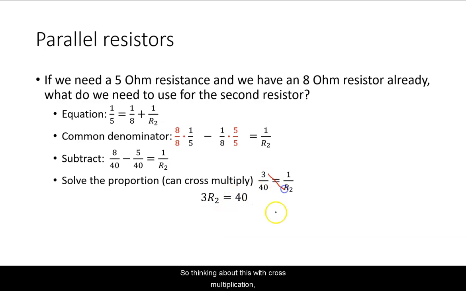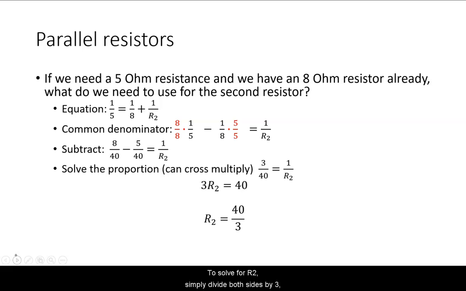So thinking about this with cross multiplication, 3 times R2 equals 1 times 40. To solve for R2, simply divide both sides by 3, and we have our answer. The second resistor should be 40/3 ohms, or if you wanted to write it as a decimal, apparently I forgot my units, it's 13.3 repeating ohms. Thank you.